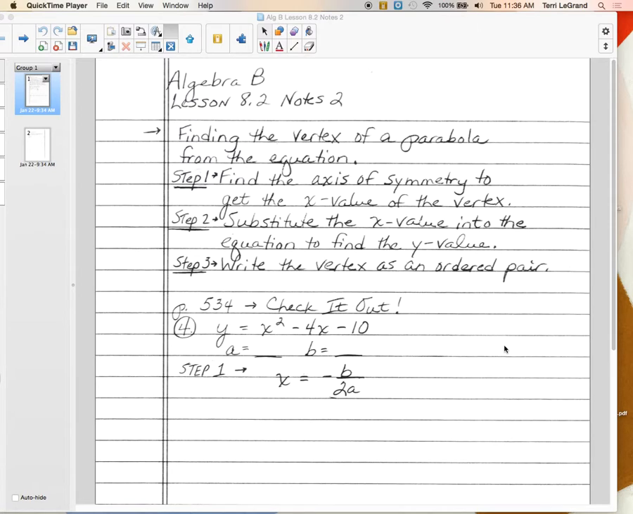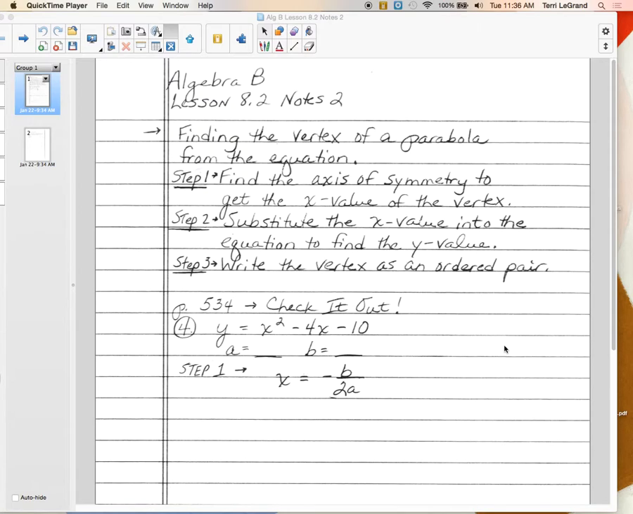The axis of symmetry. What kind of a line is it? What type of line is it? Other than straight, because all lines are straight. What kind of line is it? So remember, what is the axis of symmetry? If it goes to the vertex, it divides the parabola into two symmetric halves, right?